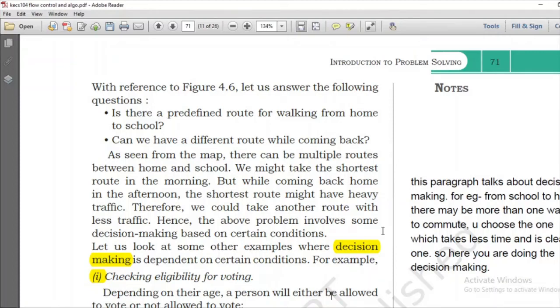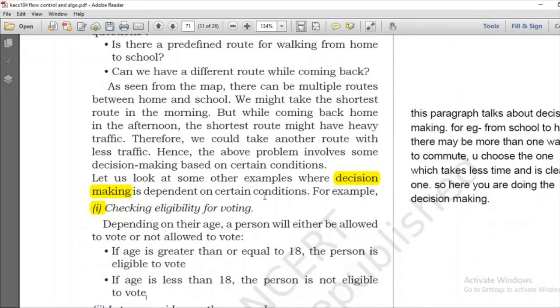You are making a decision. You have 5-6 possible routes to get from home to school. So which are you going to use? You are going to use the one which takes less time and whose street is clean for your commute. So this is what is called decision making. So there are certain examples.